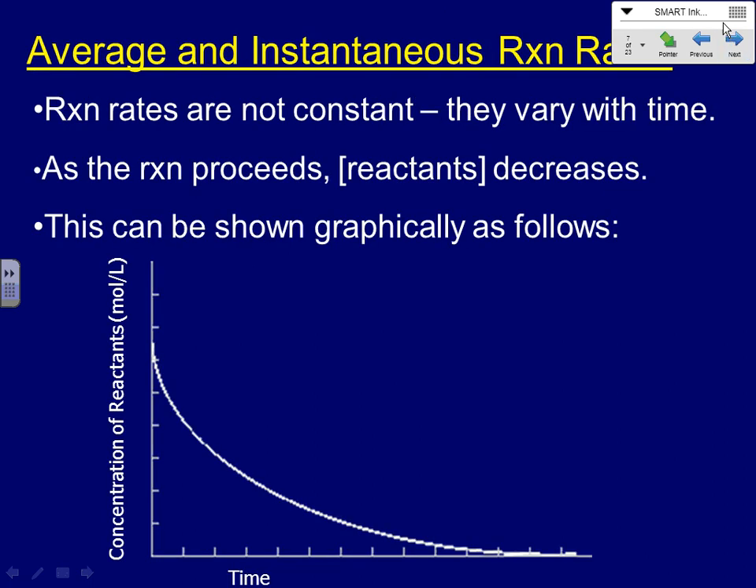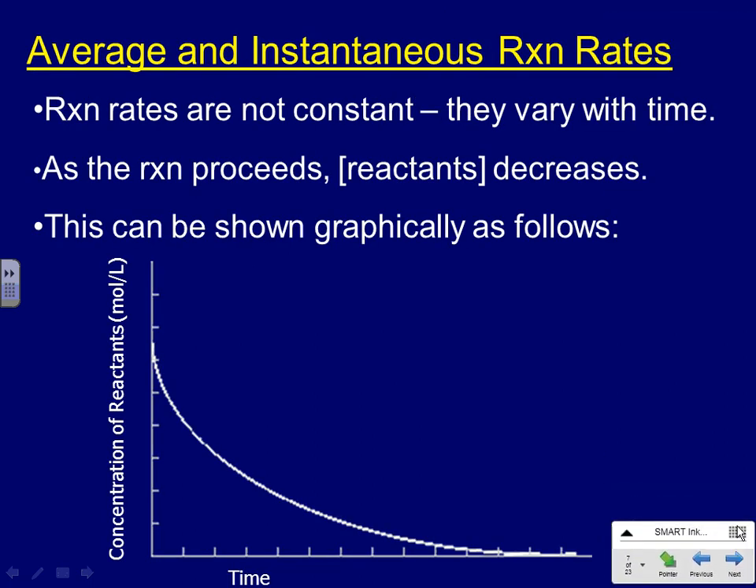Now we just have to go over some definitions. Average versus instantaneous. Just like we're doing grade 11 physics. Average velocity versus instantaneous velocity. Average rates of reaction versus instantaneous rates of reaction. Reaction rates are never linear. There is no constant speed for a chemical reaction.